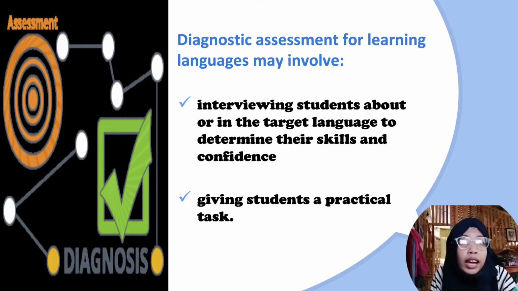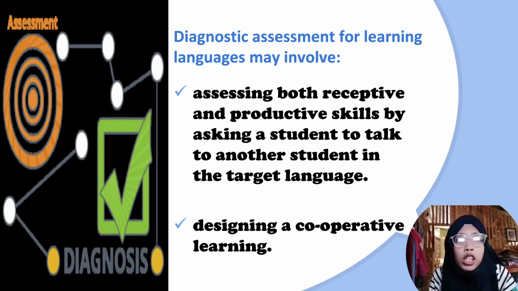Fourth, giving students a practical task, for example, giving them a speaking or reading task. We have also assessing both receptive and productive skills by asking a student to talk to another student in the target language. For example, asking the students to share their insights and feelings about a film they have both seen. It may be in a form of essay, oral recitation, and any other possible activities.